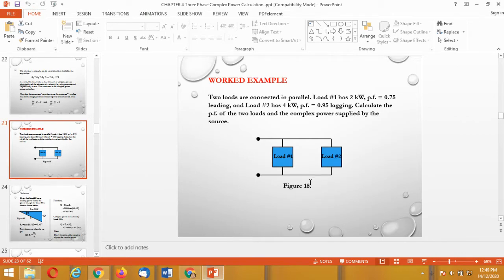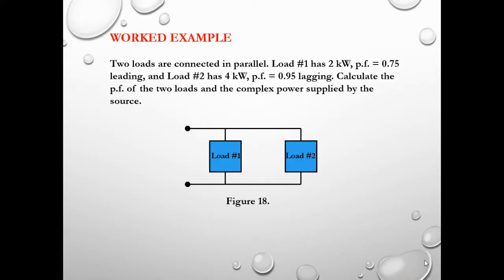So let us continue with the worked example of a complex power calculation. Suppose there are two loads connected in parallel. Load number 1 has 2 kilowatt with a power factor of 0.75 leading, and load number 2 has 4 kilowatt with a power factor of 0.95 lagging. Calculate the power factor of the two loads and the complex power supplied by the source.